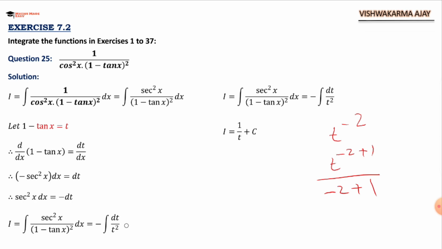After resubstituting the value of t, that is 1 minus tan x, we have our final result. The integral is equal to 1 upon 1 minus tan x plus c. Let's move to the next one.